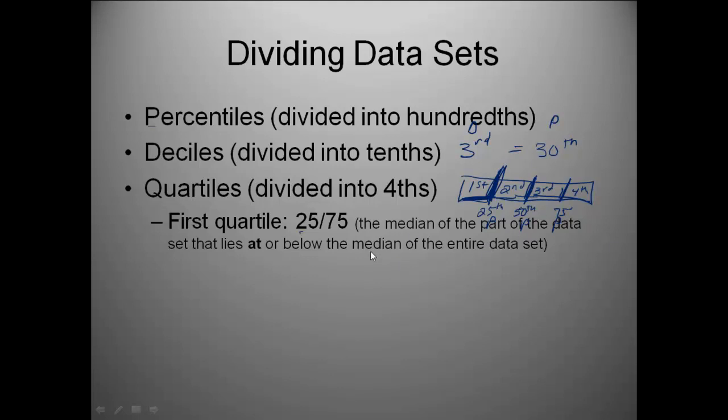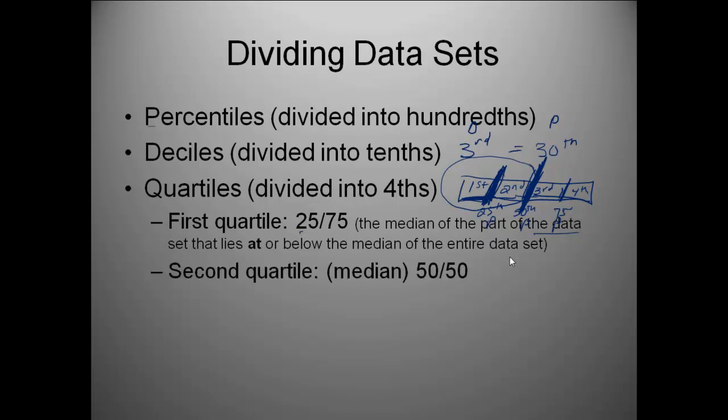Now, if you dissect this sentence here, and we start at the end, we need to find the data set that lies at or below the median of the entire set. So if I split my data right down here, right at the median, I'm talking about this half of the data, and my first quartile is the median of this lower half of the data. That's what that sentence is saying.